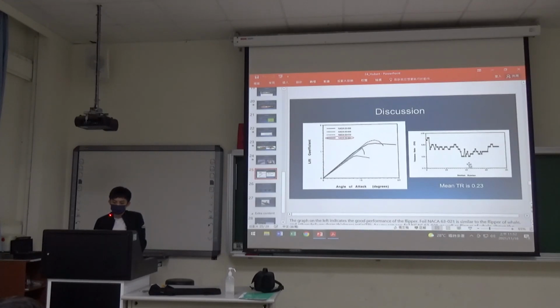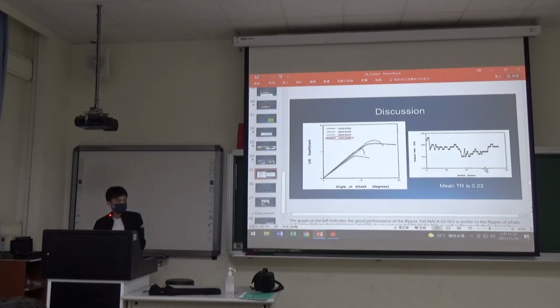And this is the thickness ratio of the humpback whale. And we designed a foil which is similar to this humpback whale to show the humpback whale can maintain lift and prevent stall at a high angle of attack.